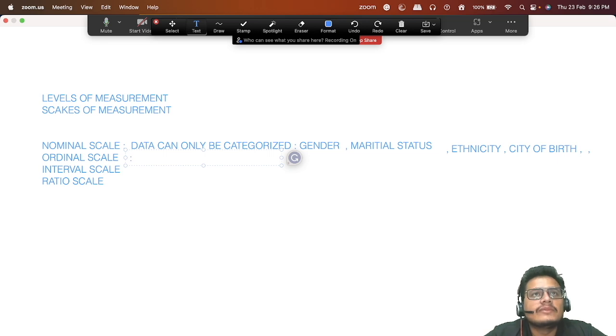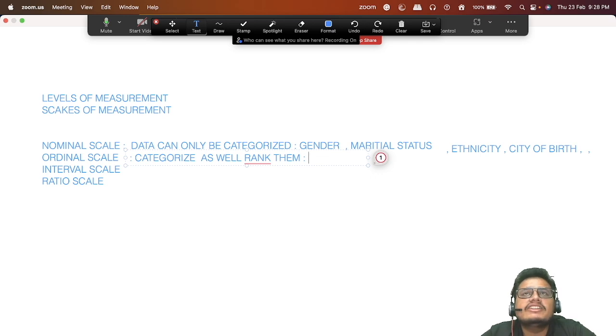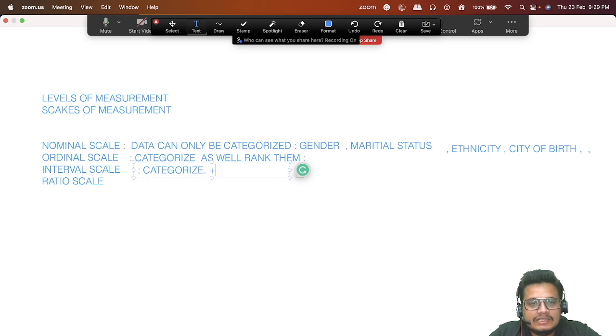Next is ordinal scale. So in the ordinal scale you can categorize your data as well as rank them. Example, top 5 Olympic medalists, your language ability, or questions like very satisfied, satisfied, dissatisfied or very dissatisfied. So this is an ordinal level. Next we have interval scale. Now in the interval scale you can categorize, plus you can rank, and plus you can infer equal intervals between neighboring data points. Example, temperature, like temperature 20 to 25, 25 to 30, 30 to 35 and so on. So we can categorize plus rank plus equal intervals.